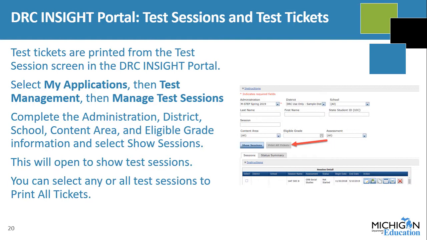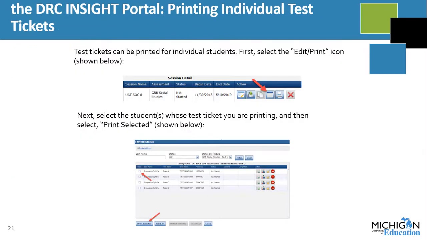You can also print tickets individually by selecting the test session, then choosing the Edit Print Ticket Status icon that is displayed to the right of the test session. Once you've opened the Edit Print Ticket Status page, you can select the individual student or students whose test tickets you are printing, and then select Print Selected.